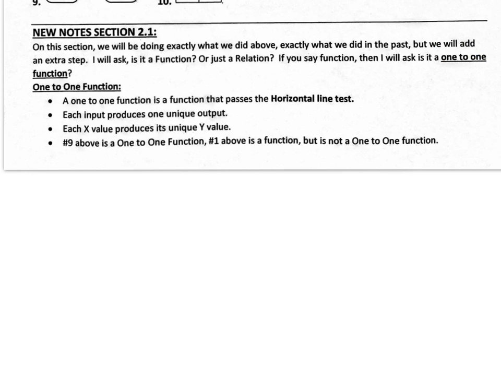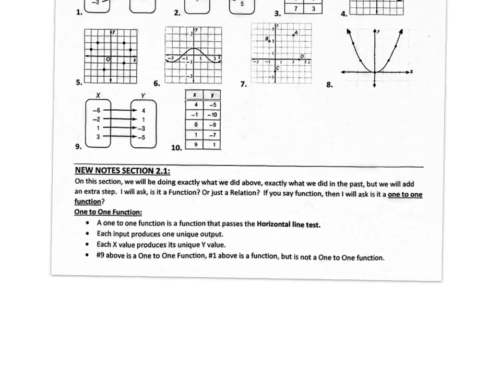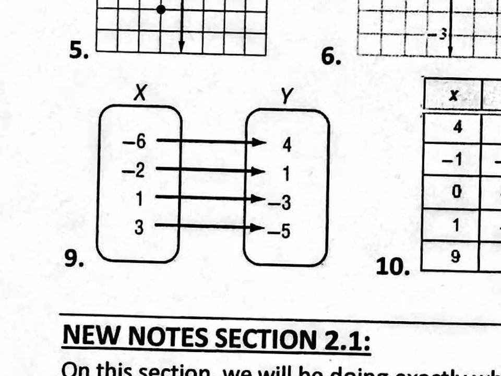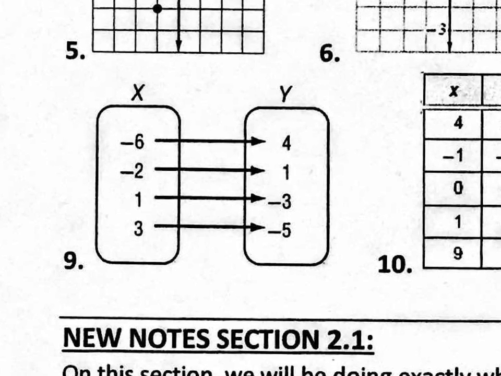Now, what do I mean by a one-to-one function? Let's take a look down here at what a one-to-one function is. A one-to-one function is a function that passes the horizontal line test. Of course, that's if it's a function already. So I guess to make this more clear, number 9 is definitely a one-to-one function.